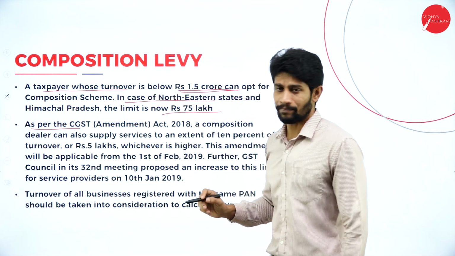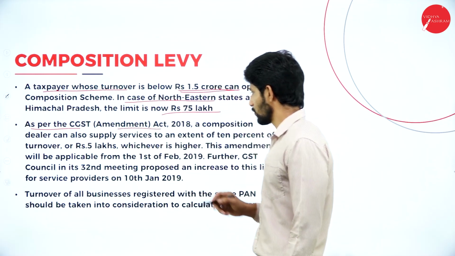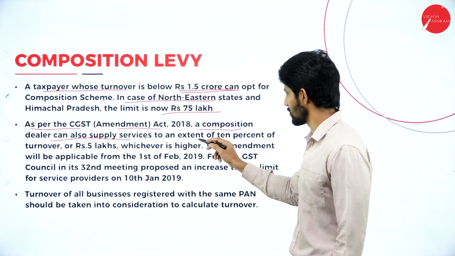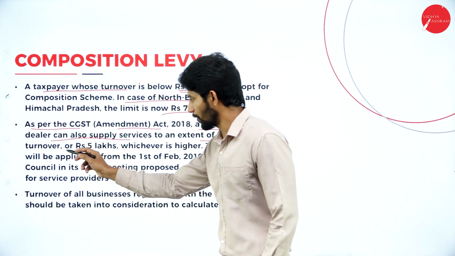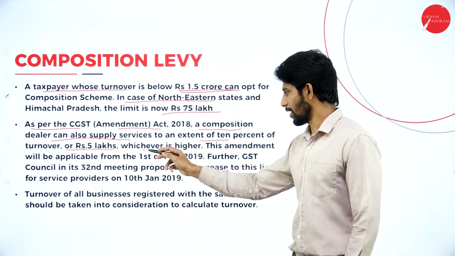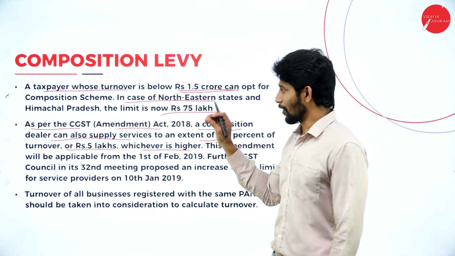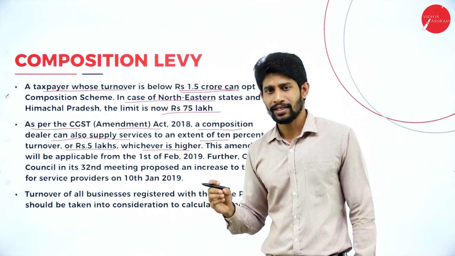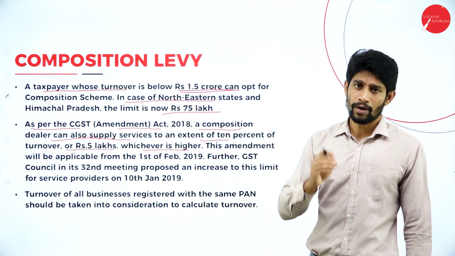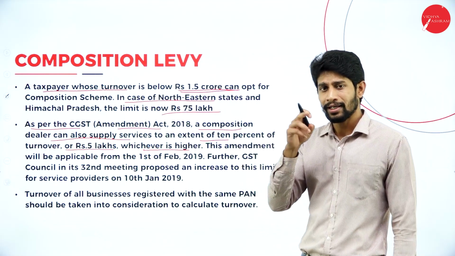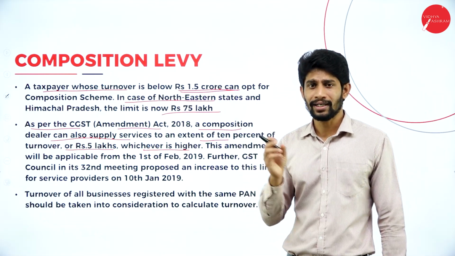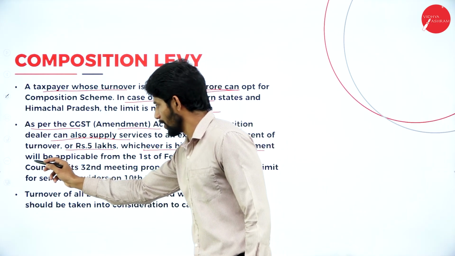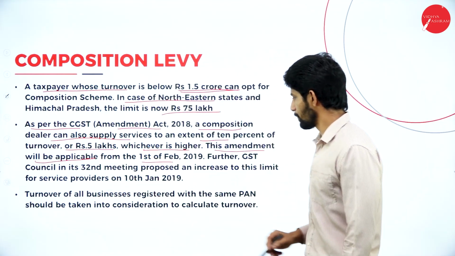As per the CGST Amendment Act 2018, a composition dealer can also supply services to an extent of 10% of turnover or 5 lakhs, whichever is higher. That means earlier to 2018, the composition levy scheme was applicable only on supply of goods. But after the amendment, even service providers can opt for it, where the total service provided should not be more than 10% of the turnover. This amendment is applicable from the 1st of Feb 2019.